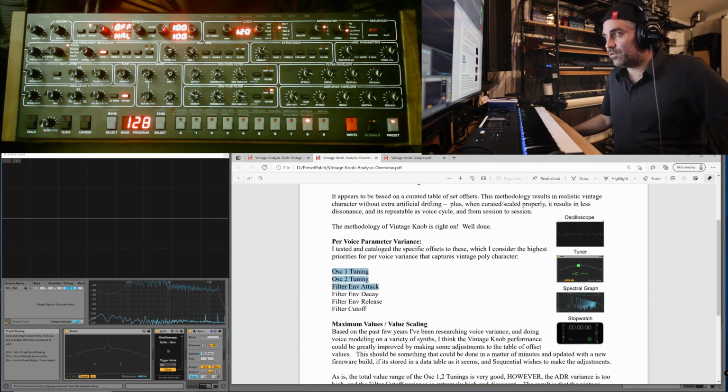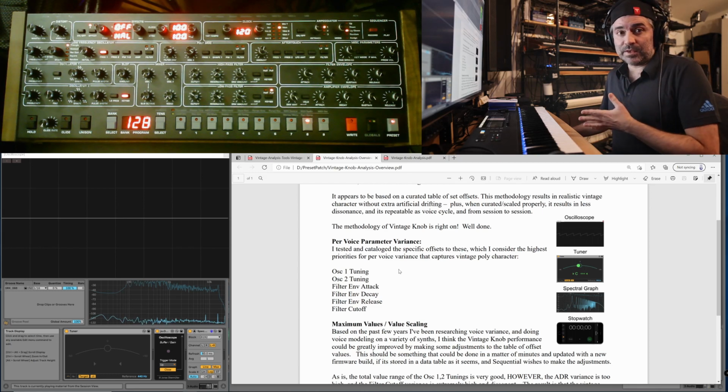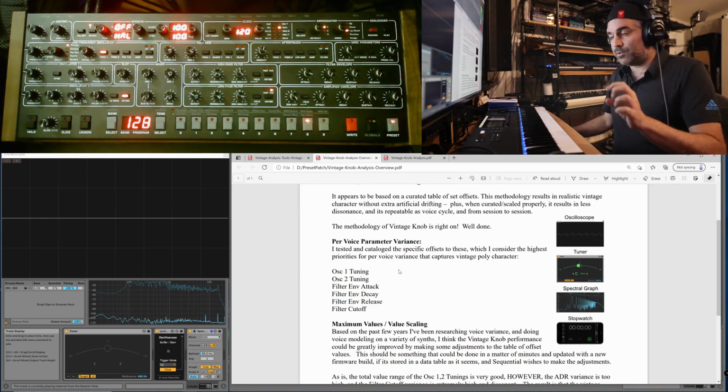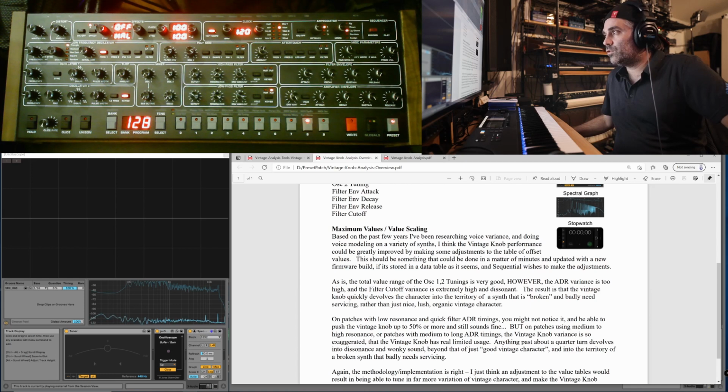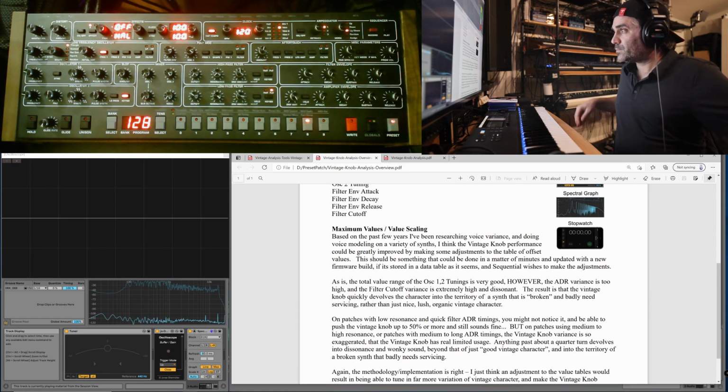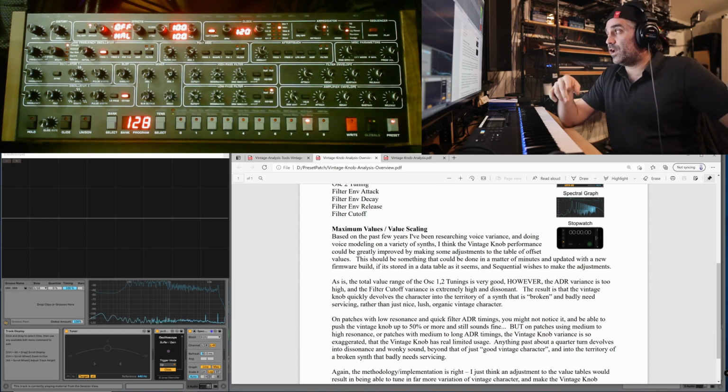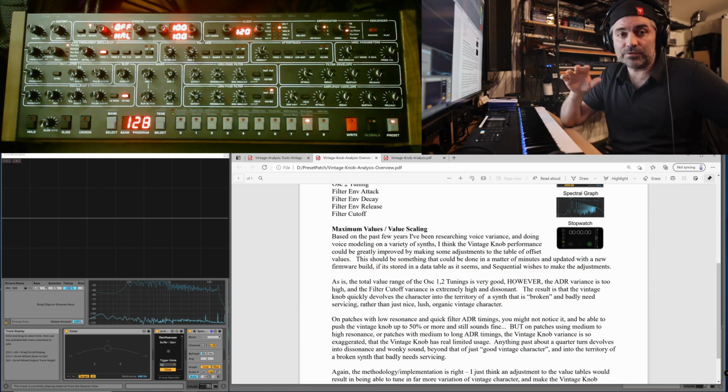I did testing on oscillator 1 and 2 tuning per voice, on the filter attack, decay, release, the filter cutoff, and filter resonance as well, actually. And I just measured all of the measurements on a per voice basis at maximum values and in between. And then I made some notes on the maximum values and have some recommendations actually too. So based on the past few years that I've been researching voice variance and doing voice modeling, I think actually the vintage knob behavior could actually be greatly improved by making some adjustments just to the value ranges.